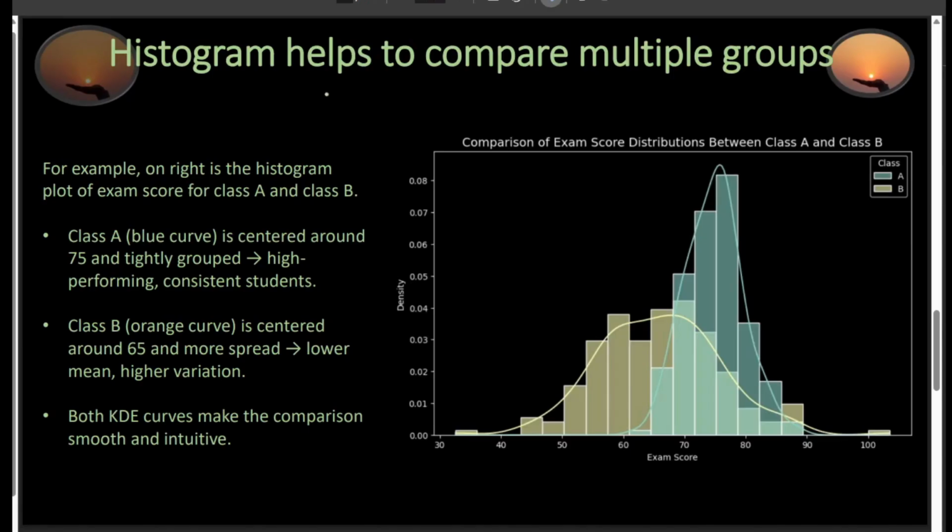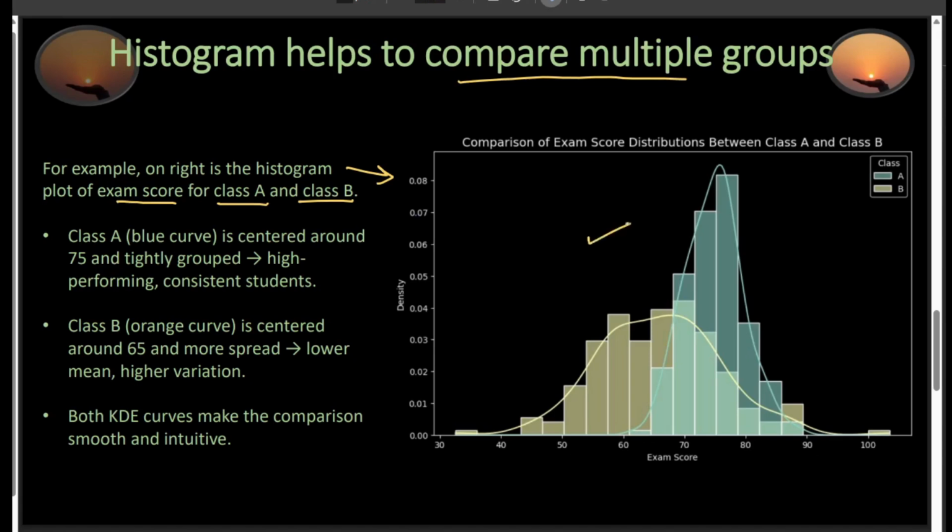Then this is another use of histogram. This one helps you compare multiple groups. For example, let's say you have two classes, and you know the exam scores for class A and class B, and you have plotted the histogram. This is the plot of the exam scores for class A and class B.